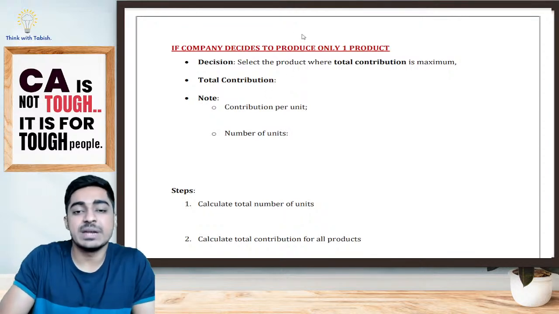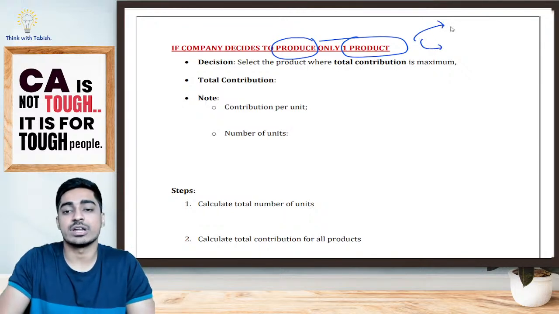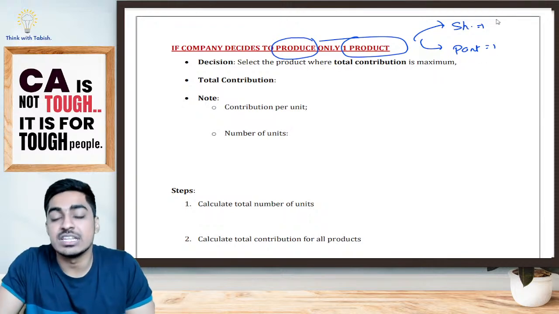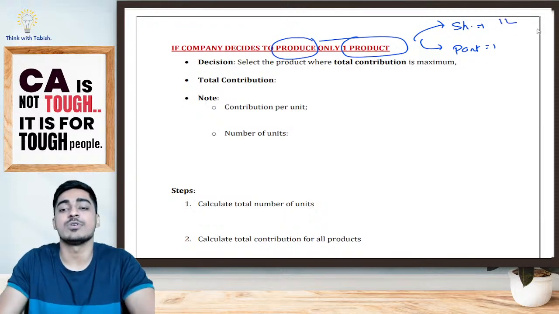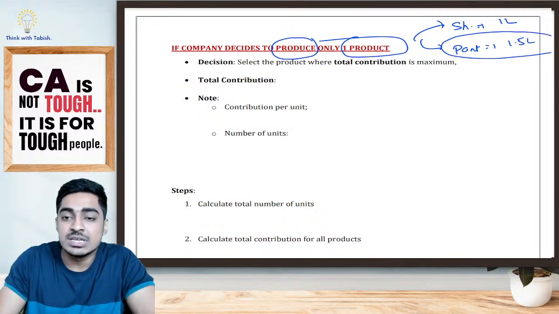First, if company is deciding to produce only one product, how do we take a decision? Suppose we have two products. We have a shirt, we have a pant. Which one should we produce? How do we decide? If we produce shirt, the total contribution is 1 lakh. If we produce pant, the total contribution is 1.5 lakh. Which one will you produce, students? Yes, obviously we'll be producing pant.